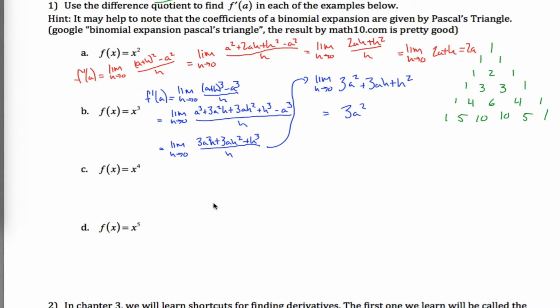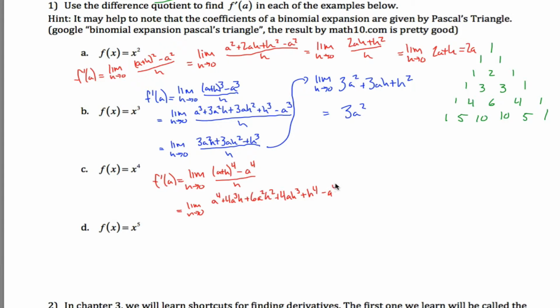Okay, what about to the fourth? Well, it's getting kind of tedious, but fine, I'll do it again. F prime of a is equal to the limit as h approaches 0 of a plus h to the fourth power minus a to the fourth power divided by h. And again, a plus h to the fourth power, you could expand it all out if you wanted, or you can look at Pascal's triangle and figure out that that's a to the fourth plus 4a cubed h plus 6a squared h squared plus 4ah cubed plus h to the fourth power.